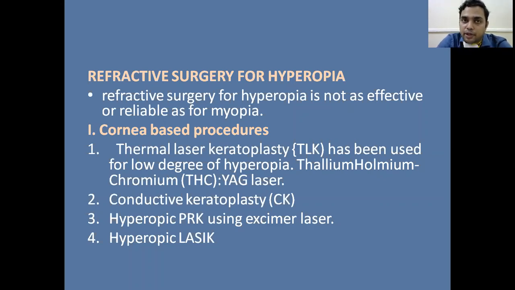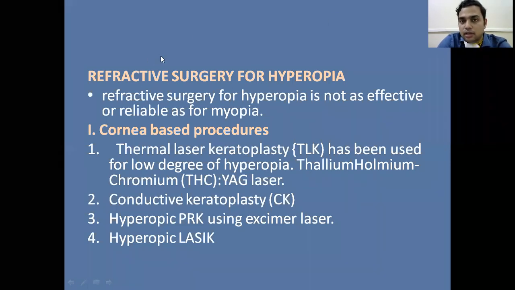The latent hypermetropia is because of the inherent ciliary muscle tone, and this facultative hypermetropia is because of the accommodative effort of the patient. These two components of hypermetropia can be disclosed only after instilling the drops. So every hypermetropic patient should be checked only after instilling the cycloplegic drugs like atropine or cyclopentolate. And coming to the treatment, it is treated with the spectacles and contact lenses, and there are surgical procedures also. But when compared with the myopia, the surgical procedures are less effective and less reliable.